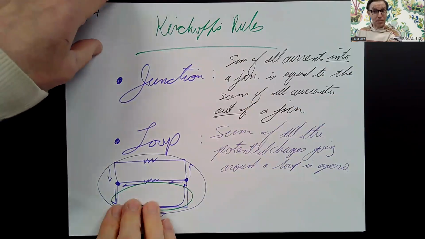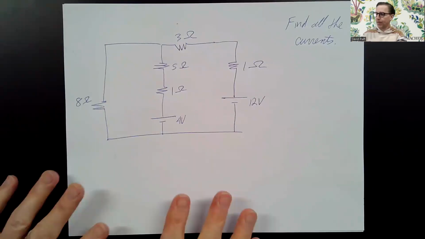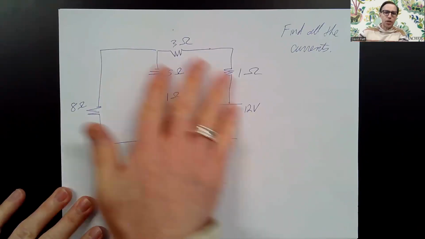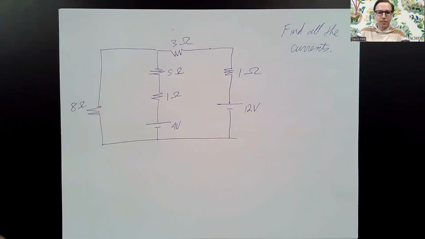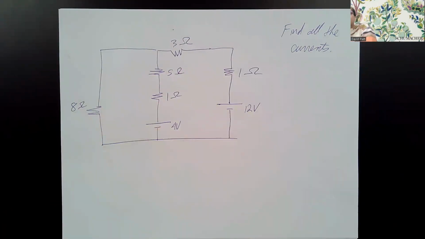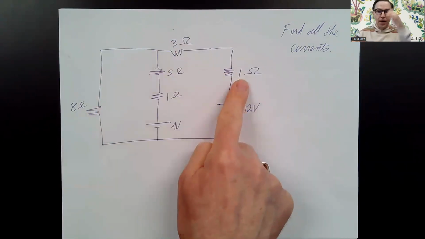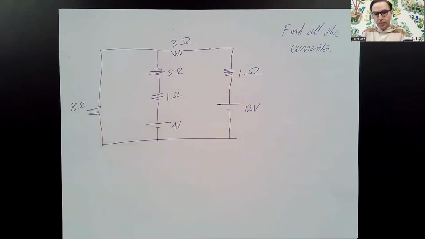And I'm going to demonstrate them to you by working through this problem. So here's a circuit. Let's look at what's there. There's two batteries. I hinted last time about problems with two batteries. And there's 1, 2, 3, 4, 5 resistors, 8, 1, 5, 3, and 1 ohms.